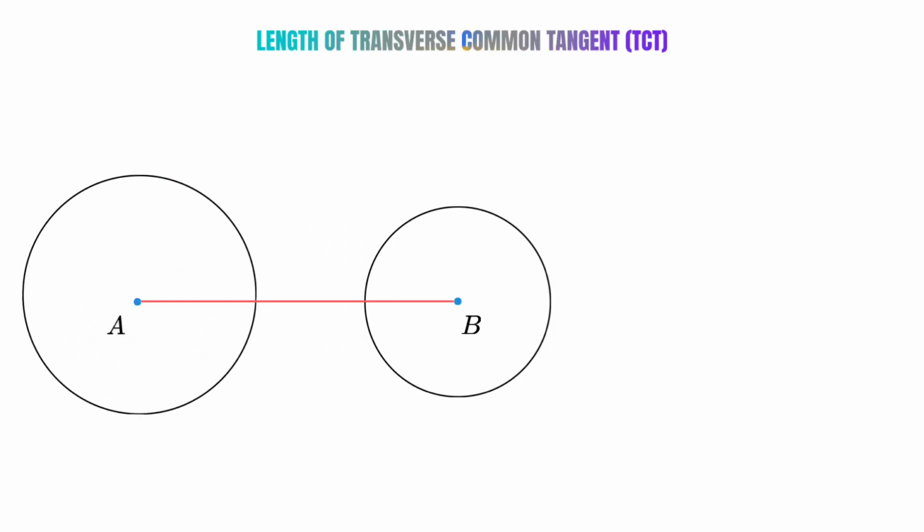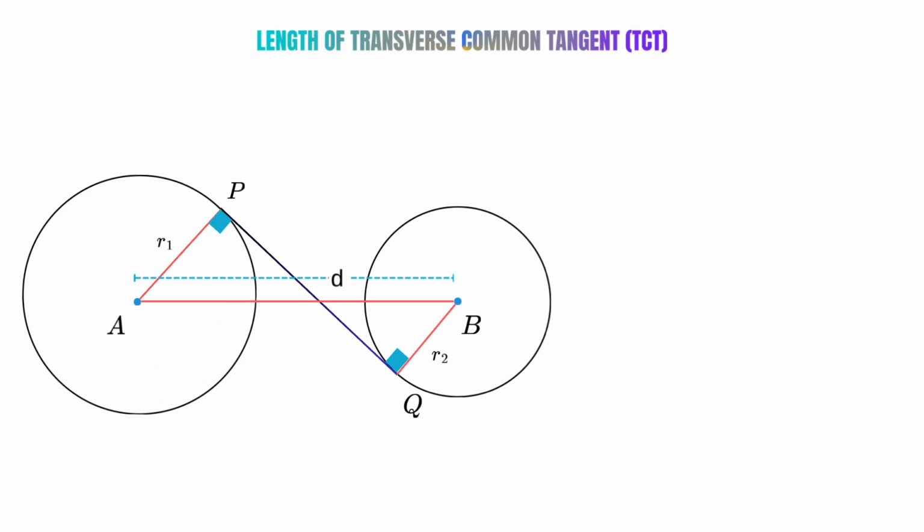In this segment we are going to discuss the length of the transverse common tangent to two circles. First, let's see what a transverse common tangent is. Let's imagine two separate circles, maybe placed a little apart, like wheels on a track. You draw a line that touches both circles but passes between them, like a tightrope between two balloons. That line is called a transverse common tangent or internal common tangent. Let the radii of the two circles be R1 and R2 and the distance between them be D.